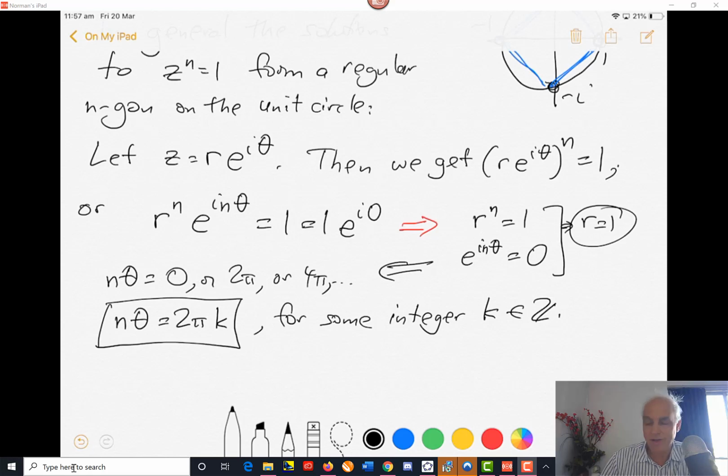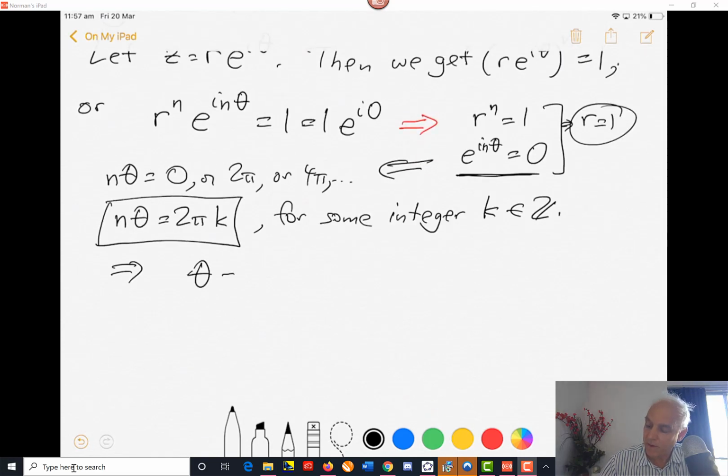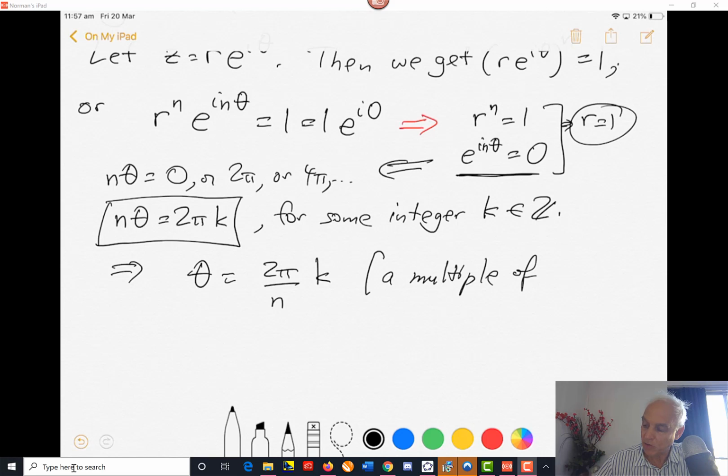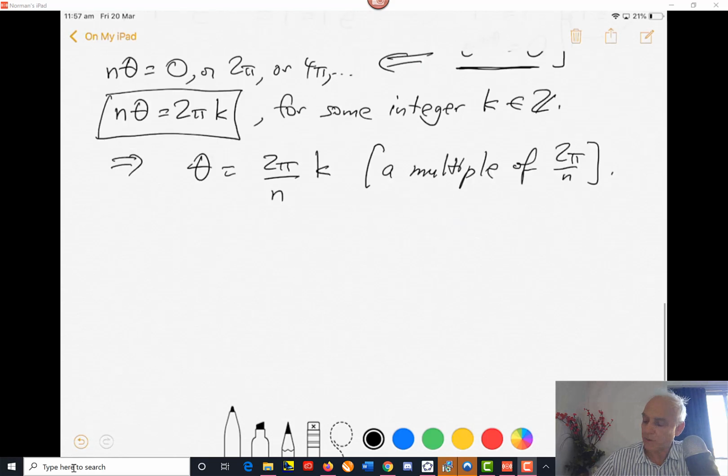Okay, so that is the requirement. Remember that the exponential has a periodic aspect. If we increase the argument by 2 pi, then we go back to where we're starting because we're going around the unit circle. So this second equation will be valid when n theta is some multiple of 2 pi. Okay, and that tells us then that theta is going to be 2 pi over n times k. In other words, a multiple of 2 pi over n. So when we put all of that together, what do we see?